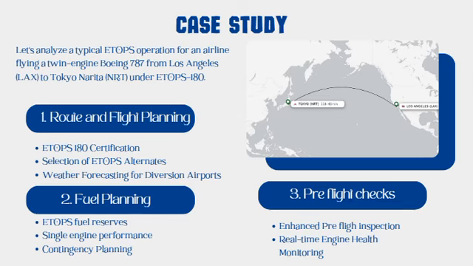Second, the fuel planning. The ETOPS fuel reserves. Dispatchers calculate the required fuel, including diversion fuel for the farthest alternate, that is Midway Atoll, hold fuel for potential delays, and reserve fuel in case of unexpected conditions.